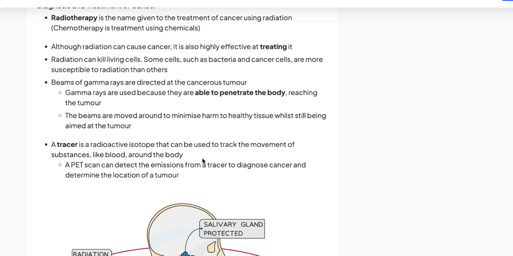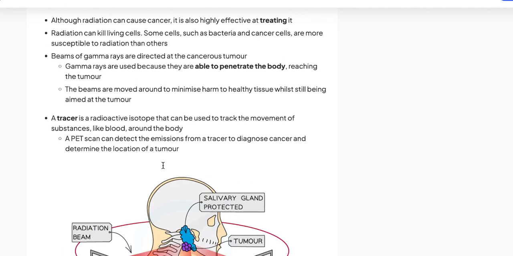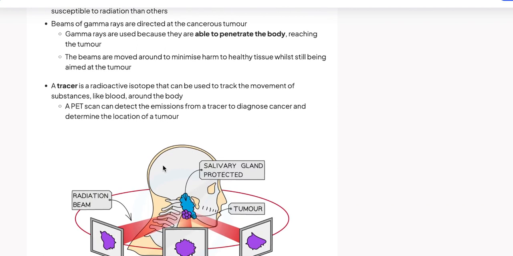So the beams that we use are usually used to minimize harm to healthy tissues. It's because the beam is aimed at the tumor that is causing the cancer. So the beam is not focused on all the cells of your body. The beams are directed to the tumor to kill the cancerous tumor.